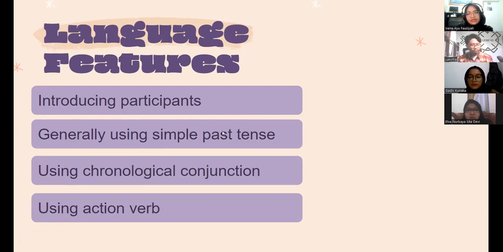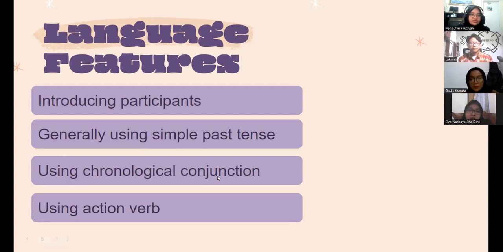Simple past tense, past tense. No? I think by using the second form of the verb. Okay, by using verb two. Okay, the example of verb two is like talk, talked, or go becomes went, and just like that, and so on and so forth.